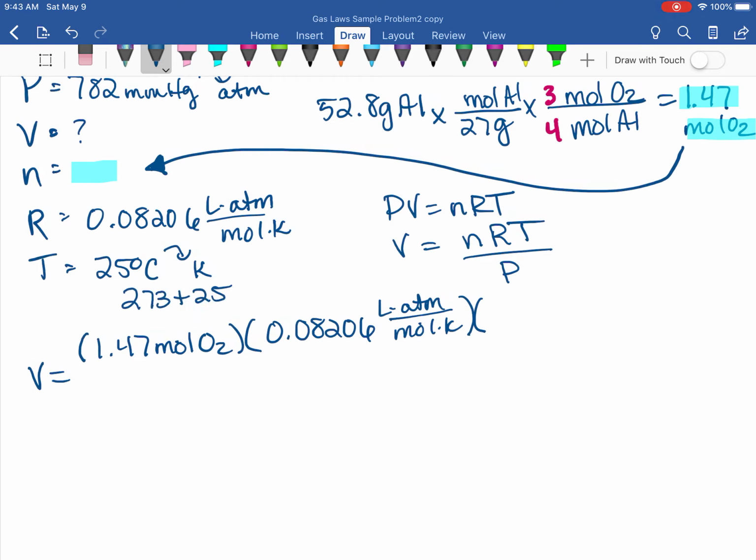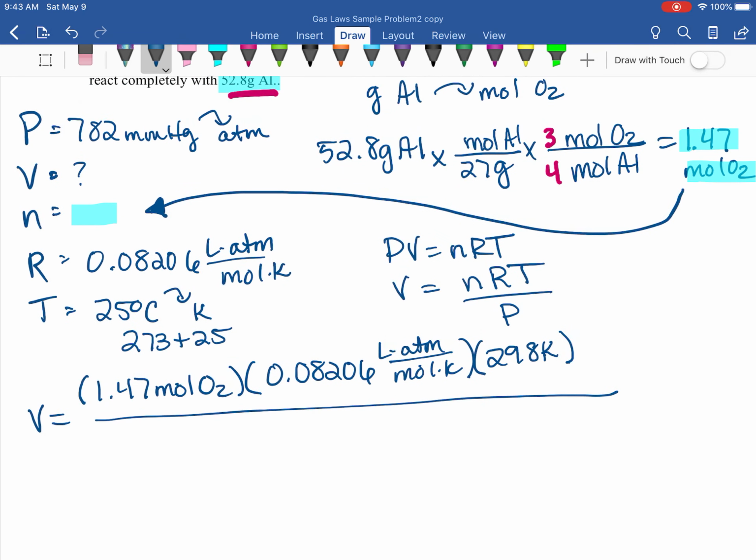Oh, we didn't unit convert. All right, 273 plus 25, what do you get? This is typically 298, standard room temperature in Kelvin.